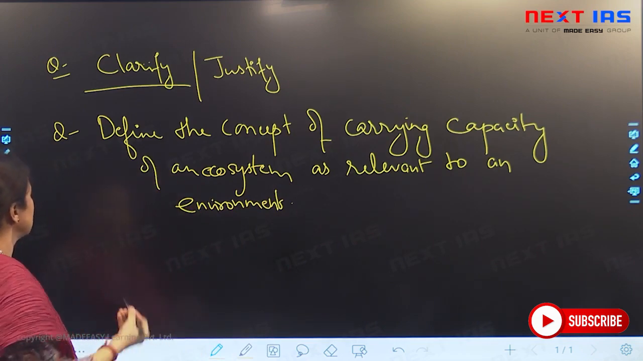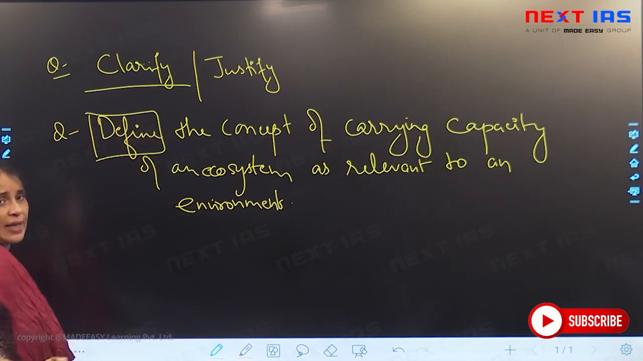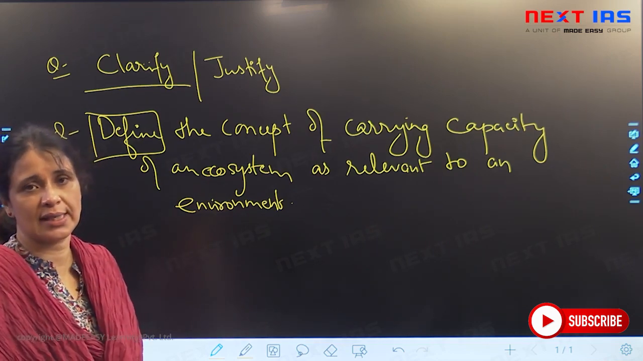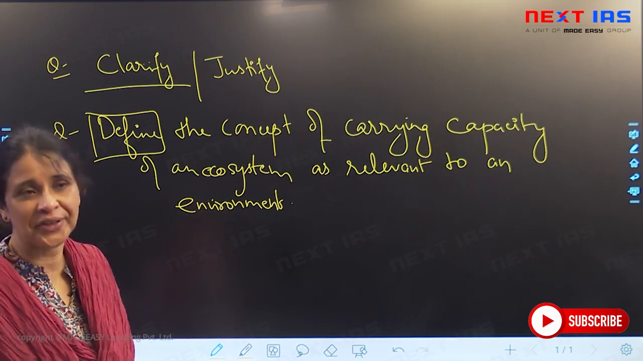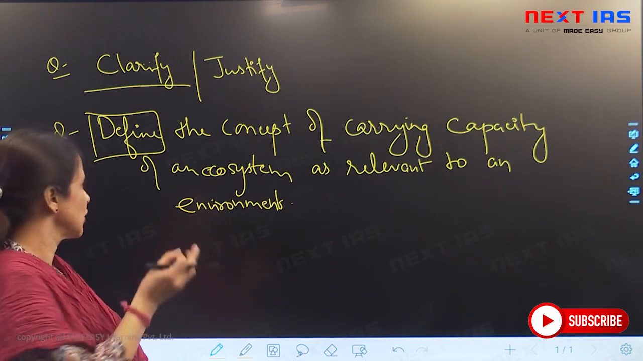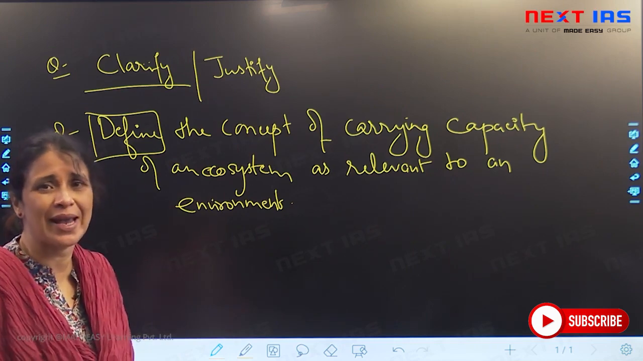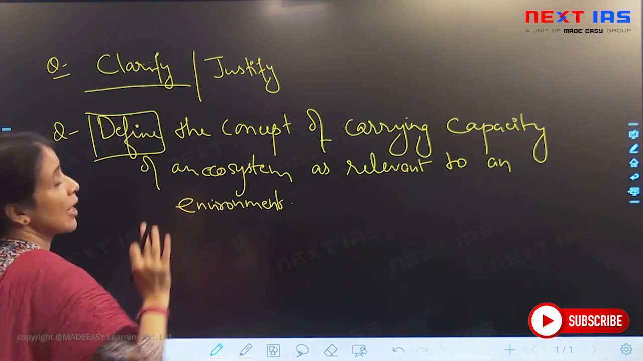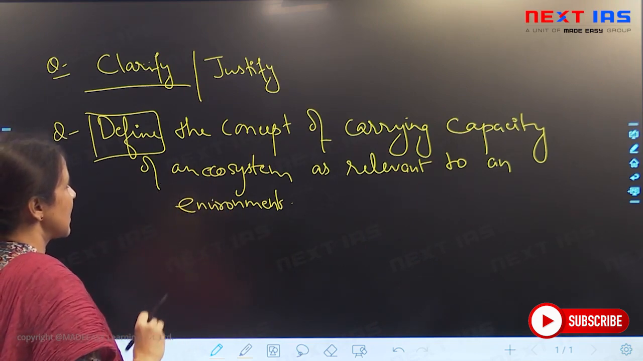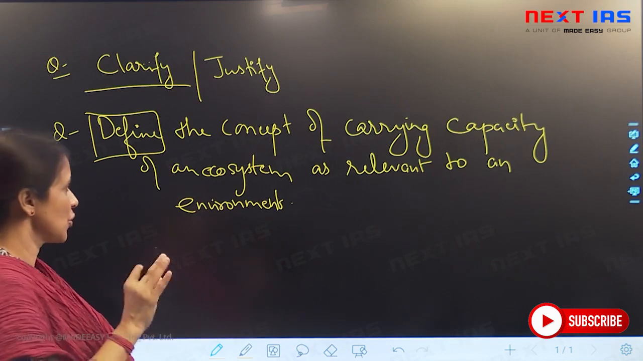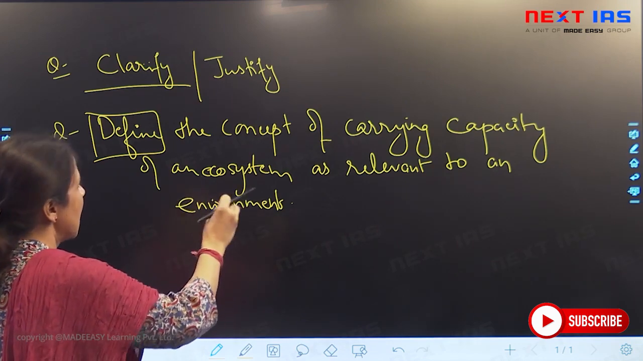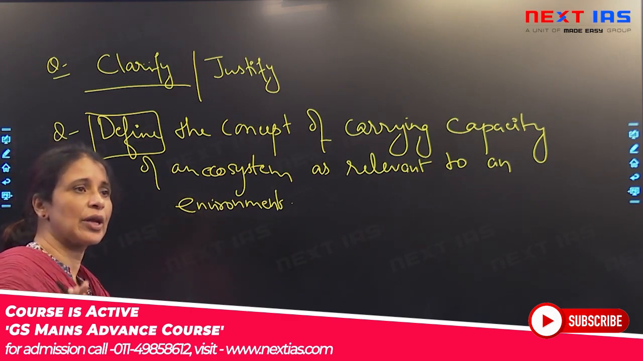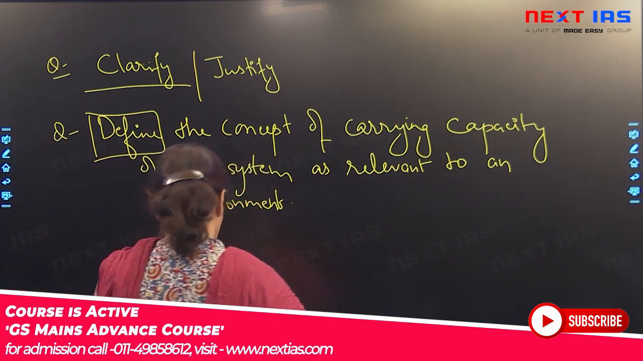When it is defined, it's very simple. When you have to define, you have to give the meaning of it. Say, if I say define democracy or define liberty, what is the meaning of it? So when it is define, you have to explain it, you have to give the meaning of that. So define the concept of carrying capacity of an ecosystem as relevant to an environment. You have to give meaning to this concept, and that it has a relevance to an environment. So define means you have to give the meaning of that particular thing.